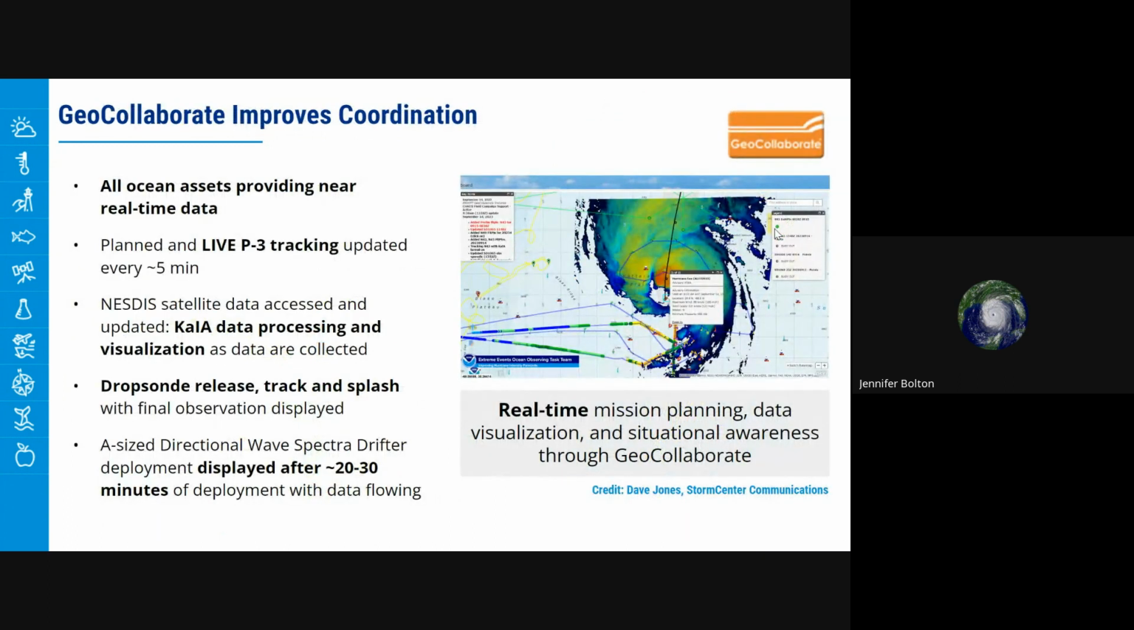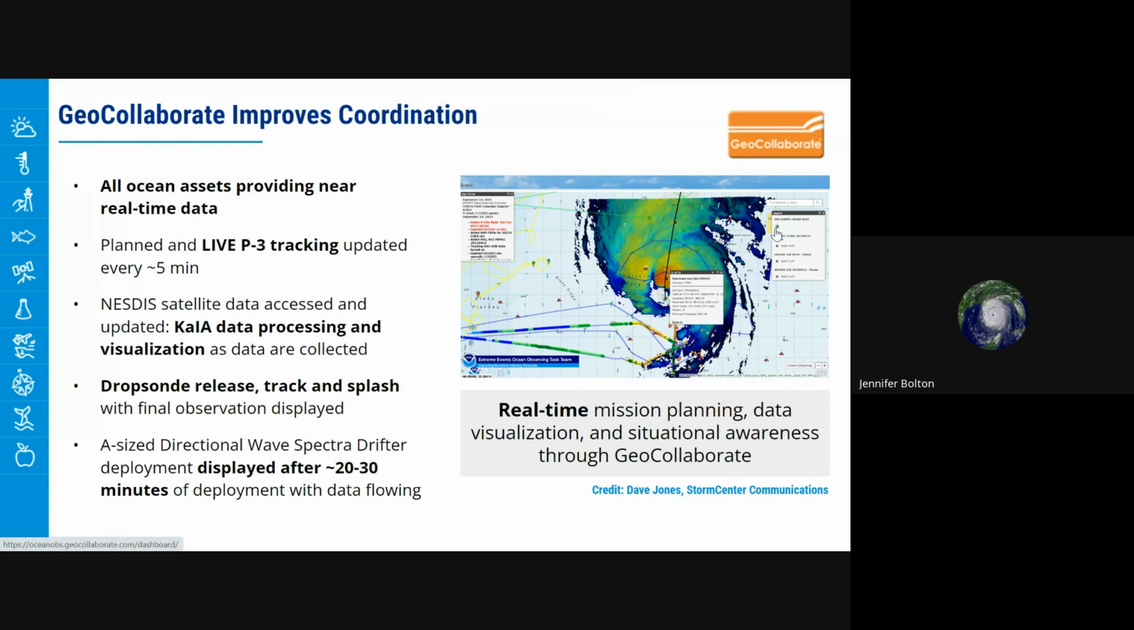GeoCollaborate. Dave is going to talk about this in his presentation next, I believe, but I'll just summarize it briefly. This is a useful tool. It gives a visualization and helps with coordination of all the ocean observations, especially that we have during the hurricane season. Near real-time updates of positions, and you can see the data from them coming in. That's very useful. And the P3 tracks, the plan tracks and the actual tracks when they're happening were updated, so we could see all the co-location of all the data.